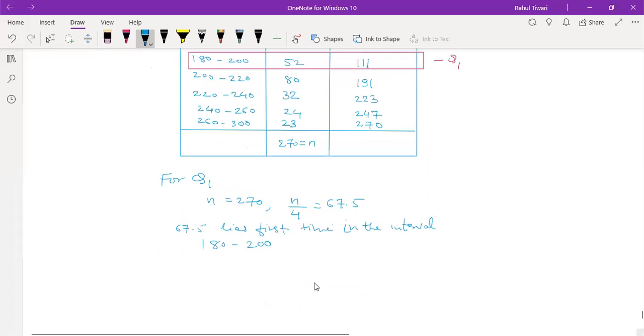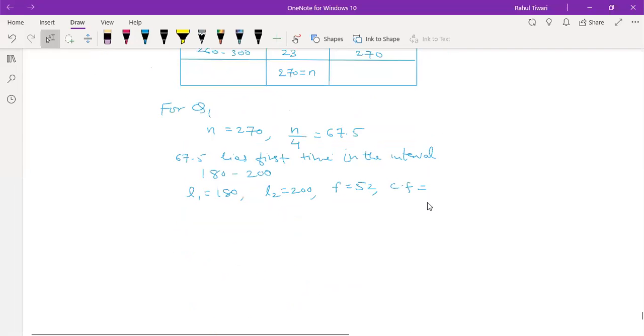So what could be your L1? You can define everything. L1 is 180, L2 is 200, your F is 52, your CF is above that. Above CF will always be above your quartile, which is 59. And what is required? Everything is done, I think. And N by 4 you have already obtained.